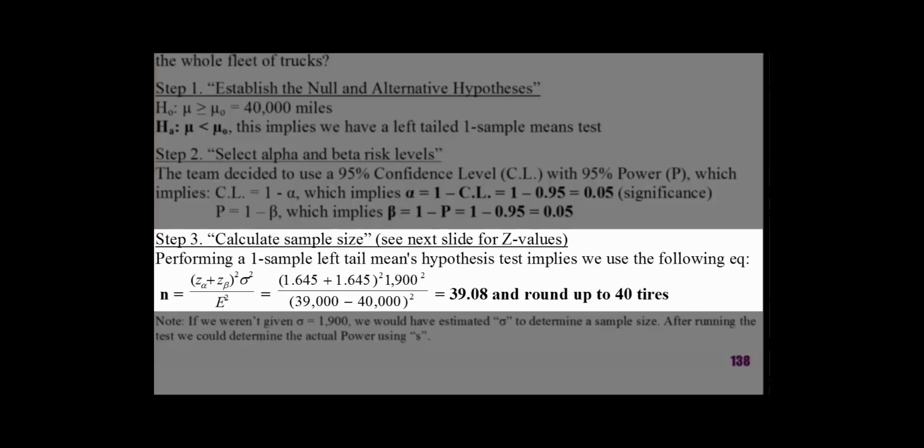And in the denominator, E squared, we have 39,000 miles minus 40,000 to give us the minimum difference we want to be able to detect. And this quantity is squared. And we end up with 39.08 tires needed. And we round up to 40. We always round up the sample size to the next whole number.